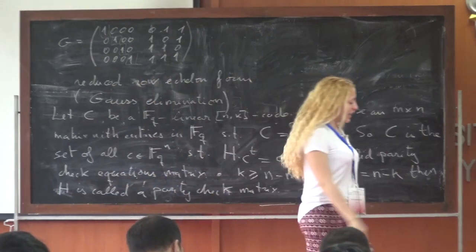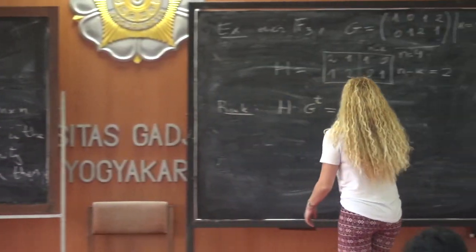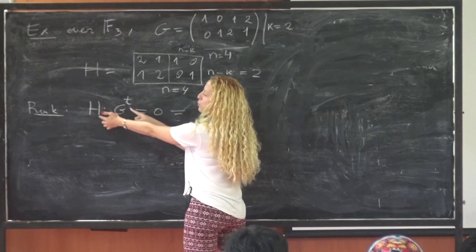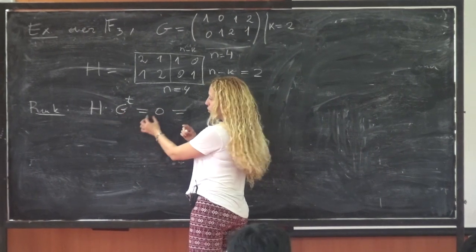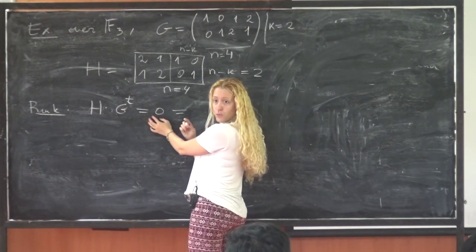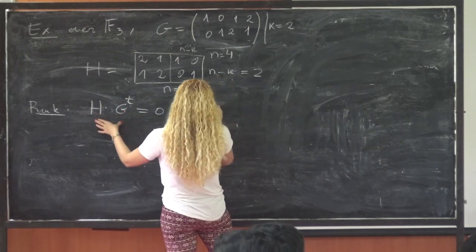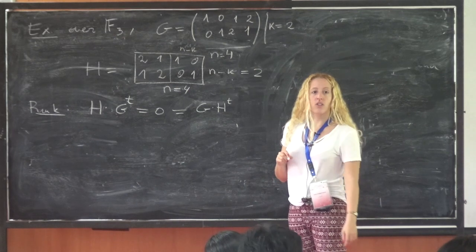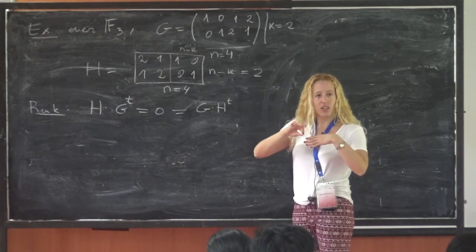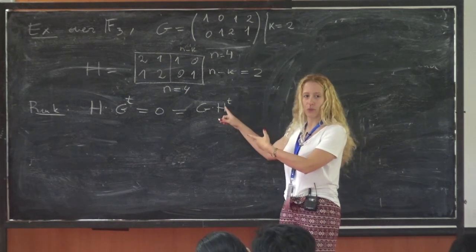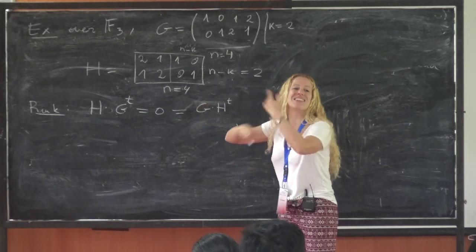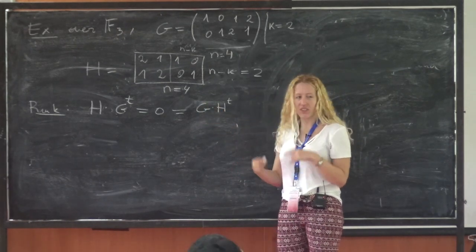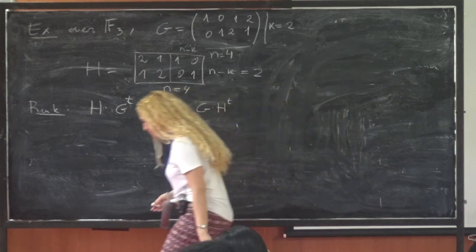Okay? And even more, in this thing, I can take the transpose on both sides. So this is 0 again, if I do the transpose. And what I get here is G times H transpose. So here you can see kind of a symmetry. If H were the generator matrix, then G would be the parity check matrix for H. Okay? This we're going to use later.